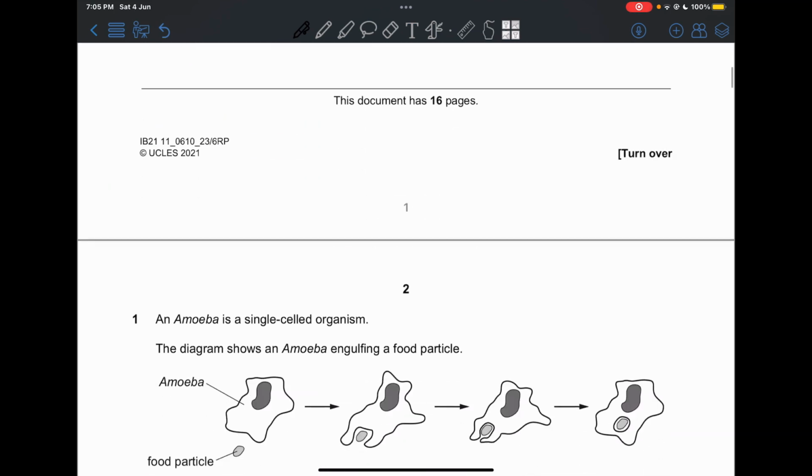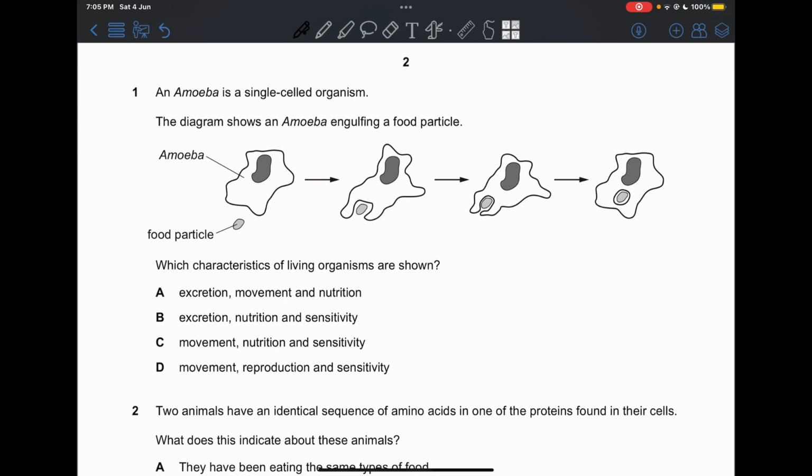Now let's start solving. Question number 1. Which characteristics of living organisms are shown in this photo? Now, over here in this diagram, we know that there is some sort of sensitivity because when the food particle was in contact with this organism, it was like that, like before it was in contact over here. Now, when it was in contact, it did this. So it only did this when it was in contact with it. So that indicates that there is some sort of sensitivity over here.